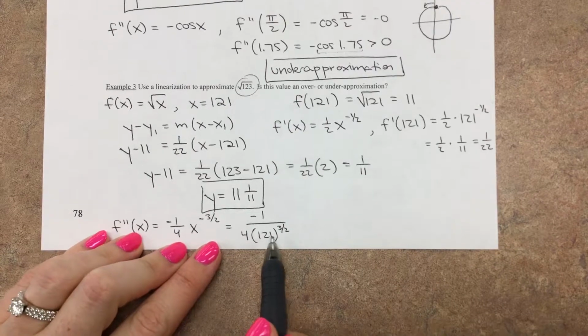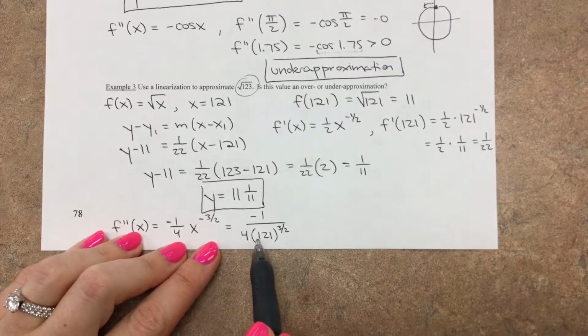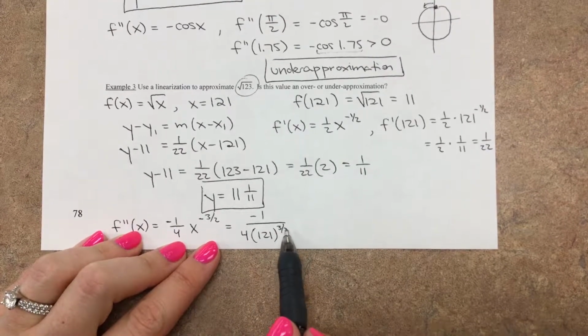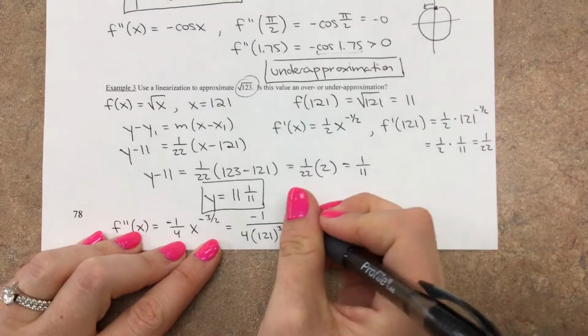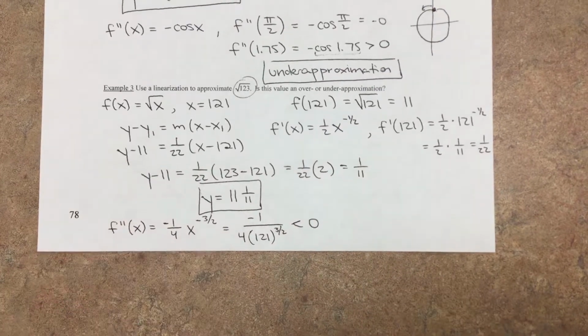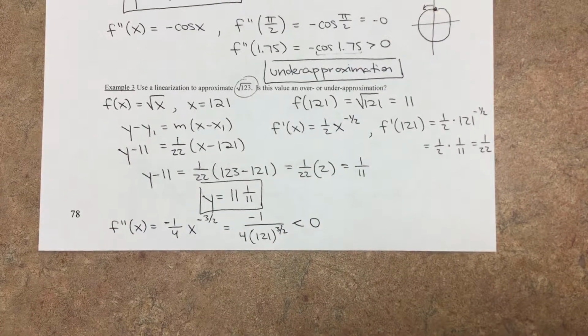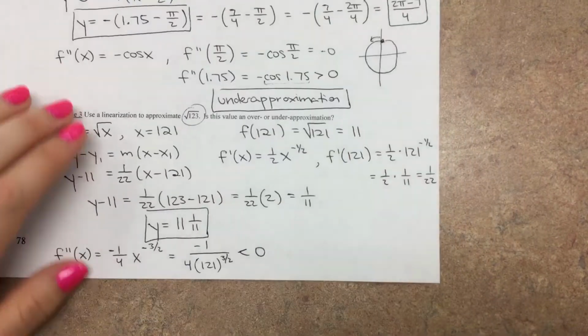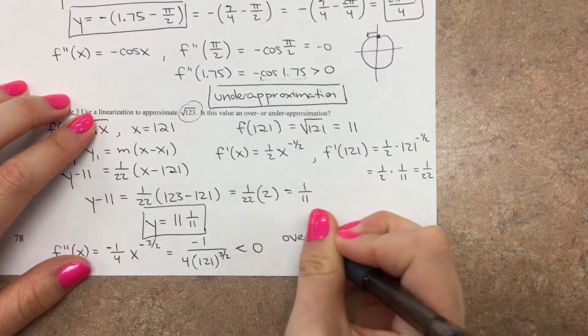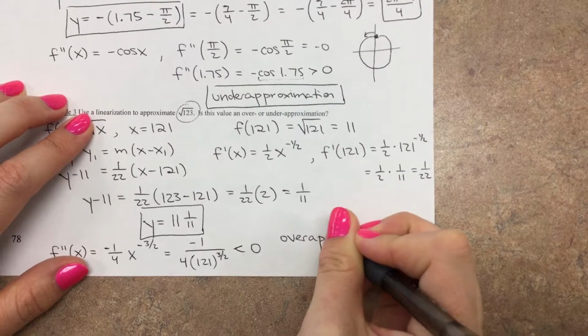So I don't really have to figure out what this is. I just know that 121 raised to the 3/2 power is positive, times 4 would still be positive, and then if I have a negative divided by a positive, I know that's going to come out to be negative. So if my second derivative is negative, that means my graph is concave down, which means the tangent line would go over. So the value that I just created was actually an over approximation.